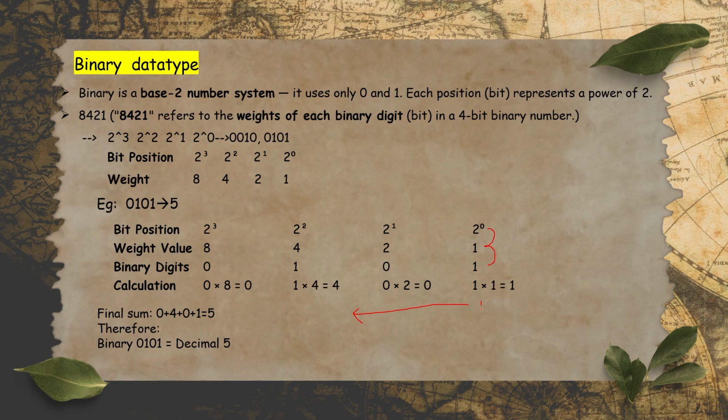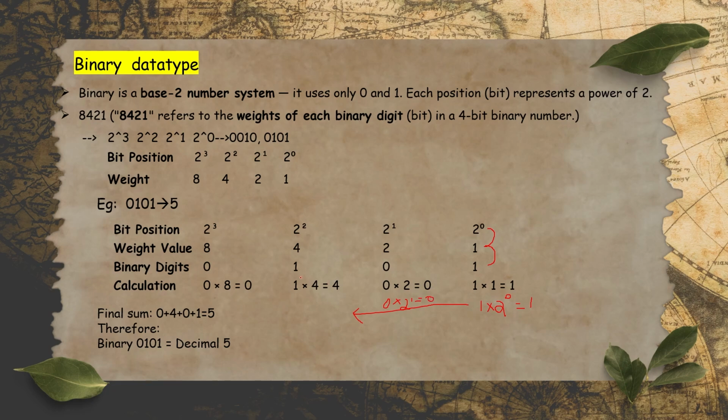You can also multiply using the bit position, that is, 2 power 0. So 1 into 2 power 0, and 2 power 0 is again 1. So it is 1. Both are the same. Either you multiply with the bit position or with the weight value, both are the same. Similarly, 0 into 2 power 1, which is 2, so finally it is 0.